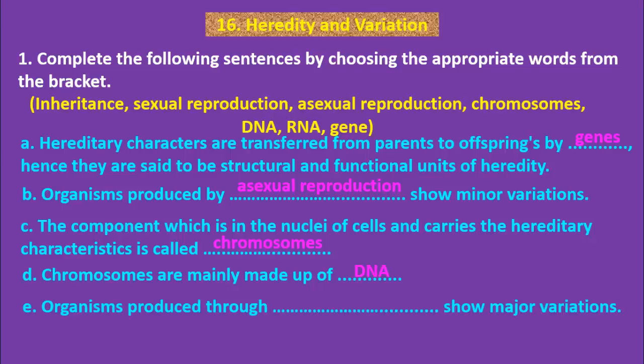E. Organisms produced through dash show major variations. Sexual reproduction. Organisms produced through sexual reproduction show major variations.